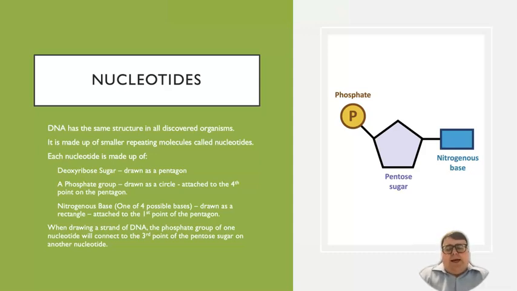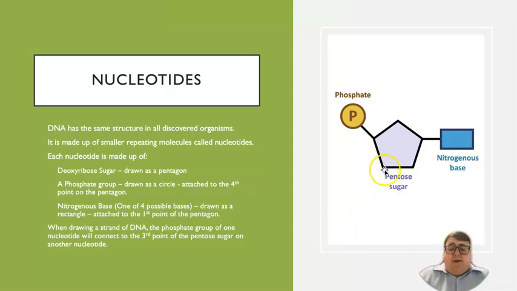So, nucleotides. DNA and RNA are both made up of what we call nucleotides. Nucleotides are the building blocks of those molecules. In every living organism that contains DNA, which is every organism on Earth, DNA has the exact same structure. Always made up of repeating molecules of nucleotides. And each nucleotide is always made up of the same 3 things.